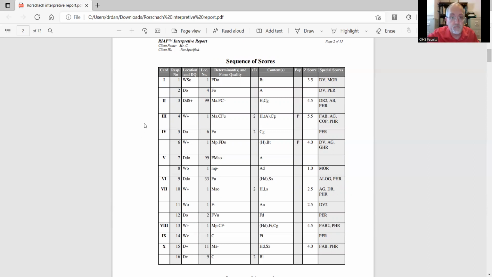But notice here how, for the location, what is put up there is that the location was a whole. So for the first one, the location that we used was the whole card. Notice how, and we talked about that last time.